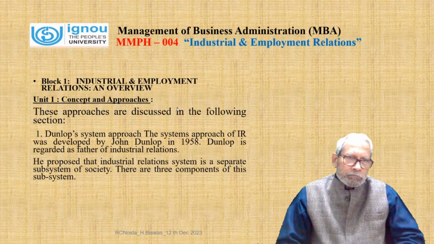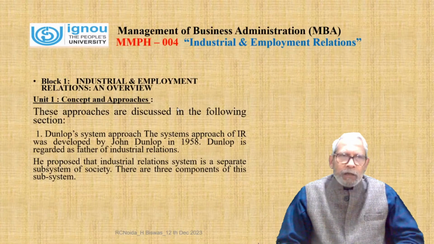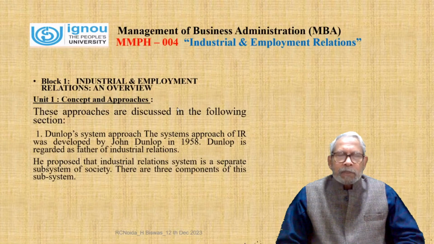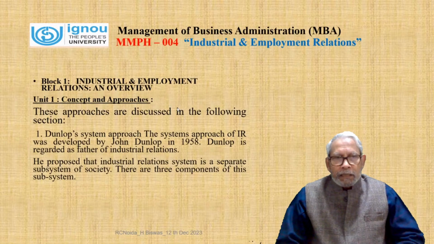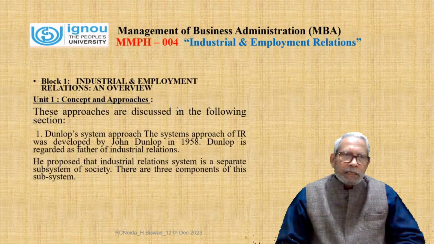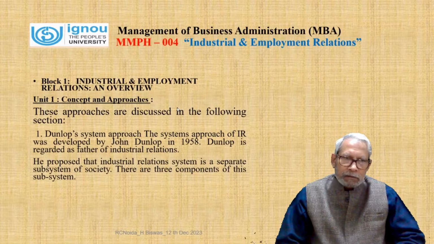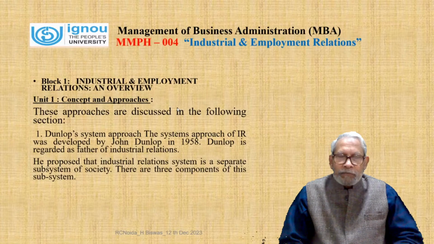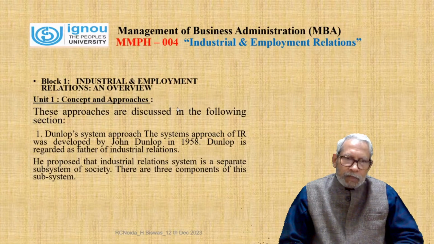Let us discuss Dunlop's system approach. The system approach of industrial relations was developed by John Dunlop in 1958. He developed this, that's why the name is Dunlop's system approach. In fact, Dunlop is regarded as the father of industrial relations. He proposed that the industrial relations system is a separate subsystem of society. There are three components of this subsystem.